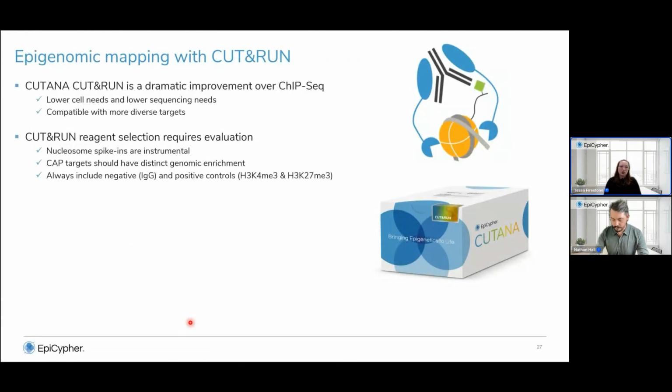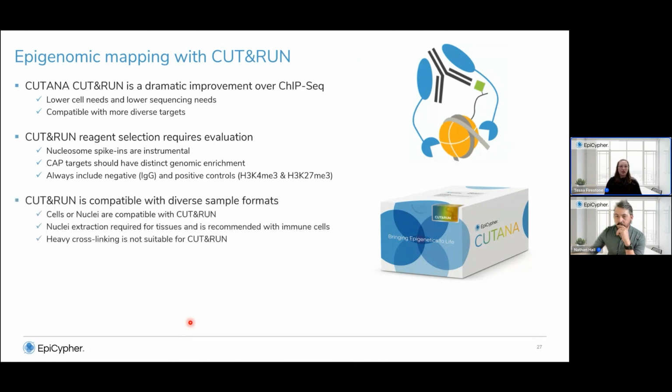Cut&run targets should have a distinct genomic enrichment, and you always want to include your negative IgG and your positive controls, H3K4 trimethyl and H3K27 trimethyl. Cut&run is compatible with diverse sample formats. Cells or nuclei are compatible with cut&run, and nuclei extraction is required for tissues and is recommended with immune cells. And heavy cross-linking is not suitable for cut&run.